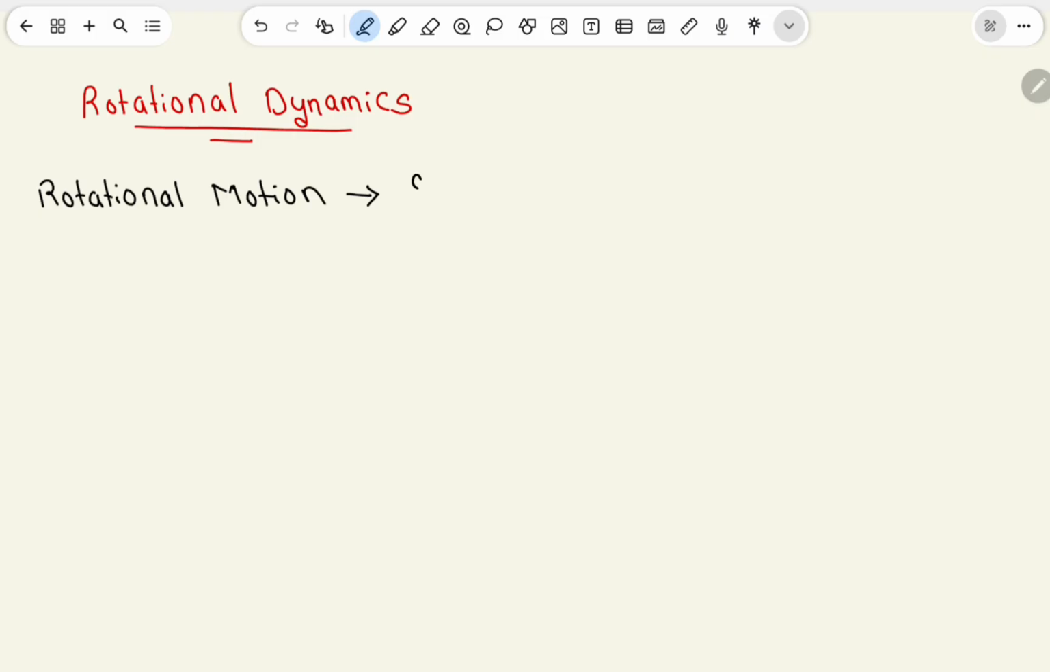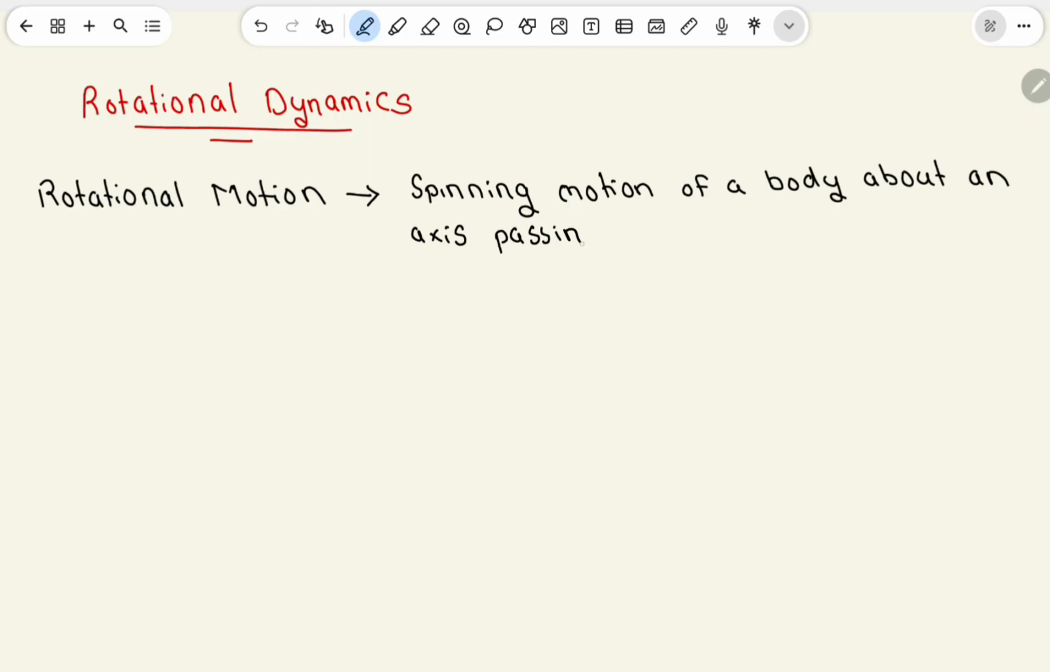So there is a basic definition. The spinning motion of a body about an axis passing through it is called as rotational motion. Now, let's see with a few examples.